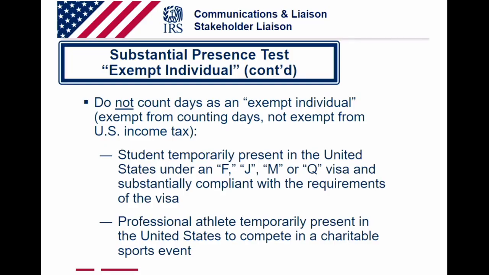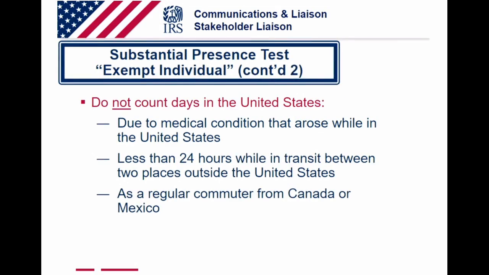Also, an exempt individual is a professional athlete who is temporarily in the United States to compete in a charitable sports event. A charitable sports event is one for which the main purpose is to benefit a qualified charitable organization. The entire net proceeds go to charity, and volunteers do most of the work. So in figuring days of presence, exclude only the days when they actually competed in the sports event.